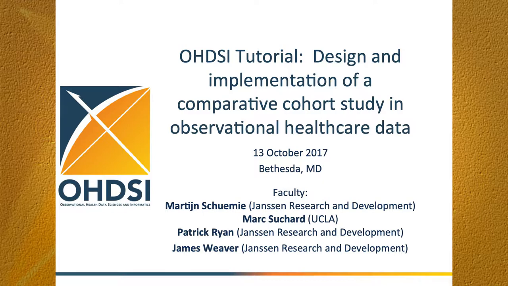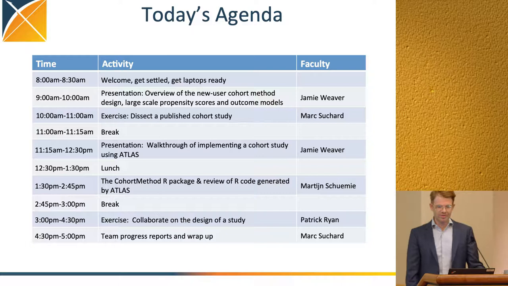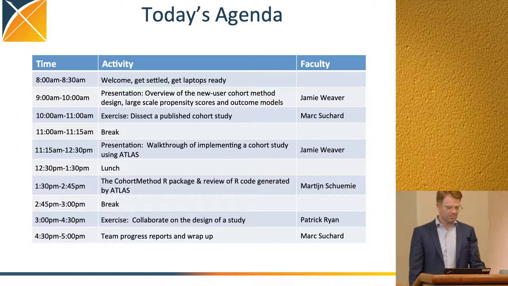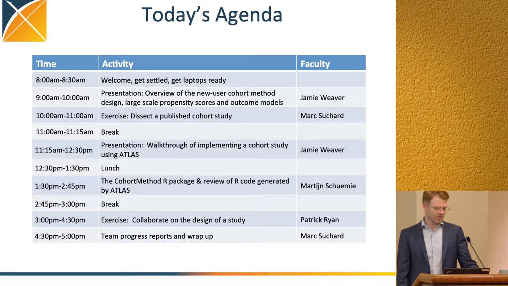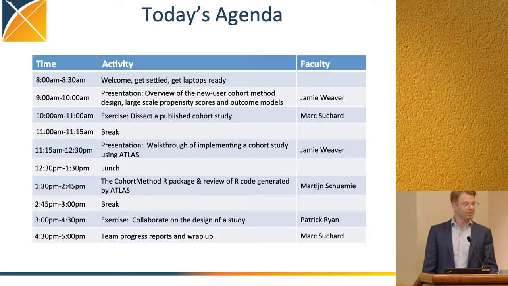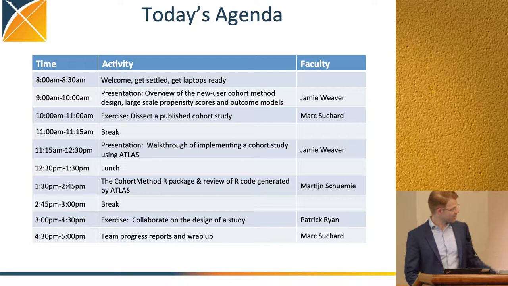So this is what we're going to go over today. First, I'll present an overview of the new user cohort method design, large-scale propensity scores and outcome models. And then Mark will take us through an exercise about dissecting a published cohort study. Take a break for a while, and then I'll present again on a walkthrough of implementing a cohort study in Atlas. That's the software that you all have access to through this link.